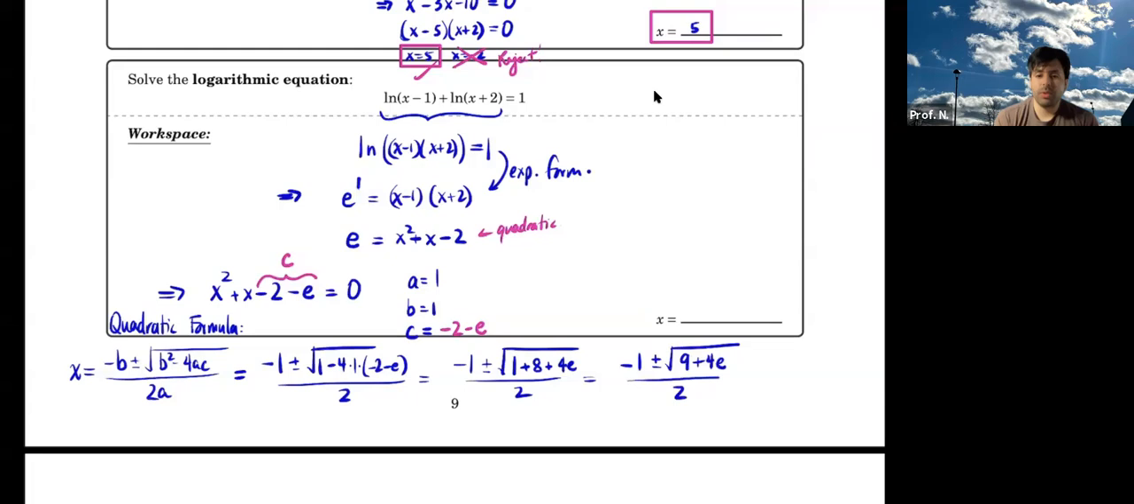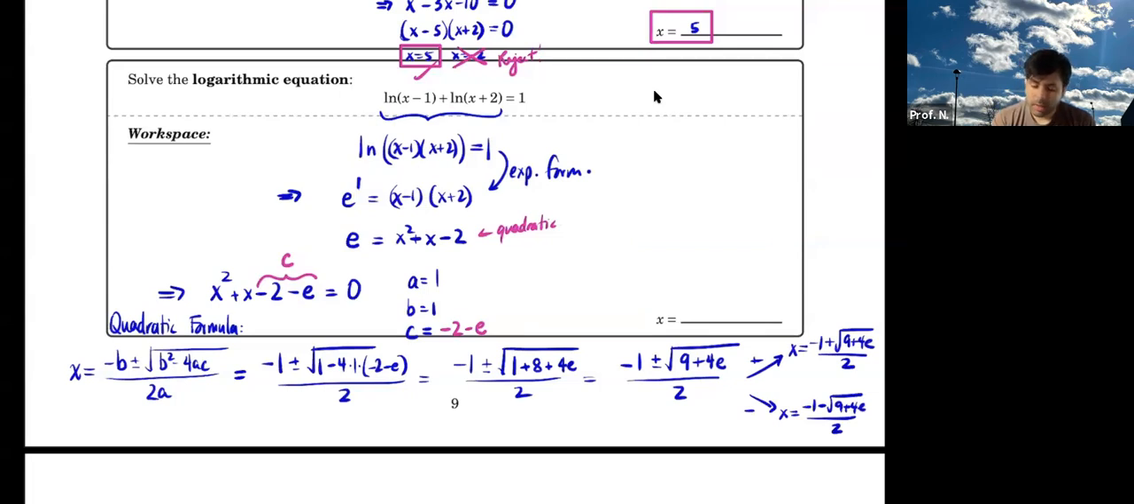So remember, I have 2 solutions. I have a positive one and a negative one. So I got x equals -1 plus the square root of 9 plus 4e over 2, and x equals -1 minus the square root of 9 plus 4e over 2. I have two solutions, but do both of them work? Well, I have to check both.